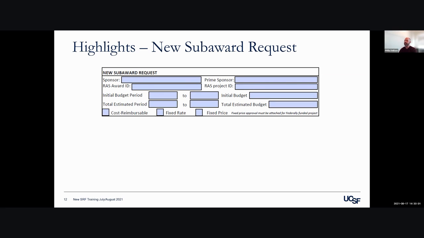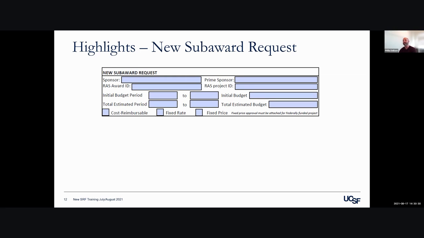We've also added in, well, this was in there before, I should say. But now under the uniform guidance, we are required to provide our subrecipients the total estimated period and the total estimated amount. Those are data fields that we have to include, and they're on the FDP templates as well. For all federal subawards, we need that information. And so if it's not on there, we will be sending it back.